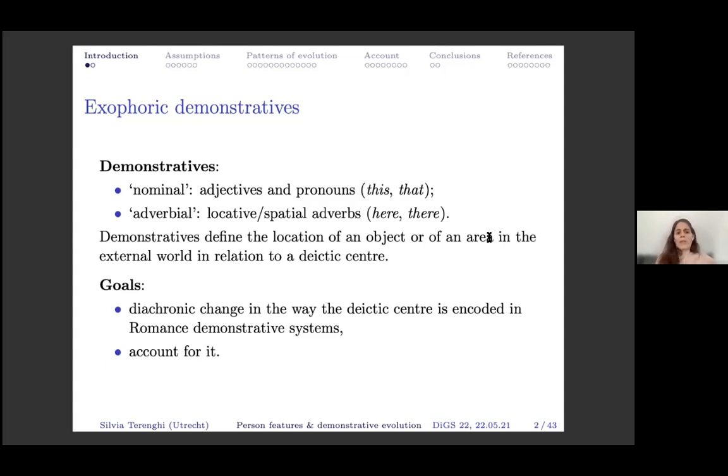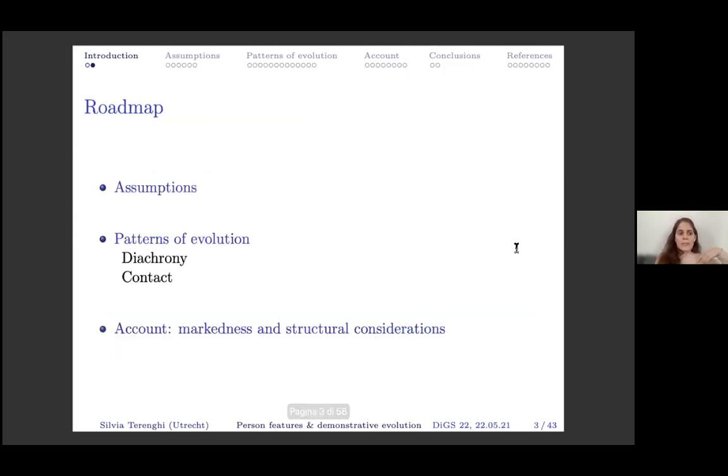center. And the main goals of my talk will be to first show that the ways in which Romance languages encode their deictic center can change in diachrony, and secondly, of course, to try and account for this change. So to do that, I will introduce the patterns of evolution in demonstrative forms, both from a diachronic perspective and in a minor way from a contact perspective. And then I will provide a featural explanation for the reorganization patterns that we observe. And more concretely, I will relate those changes to the merge position of person features and to markedness considerations.